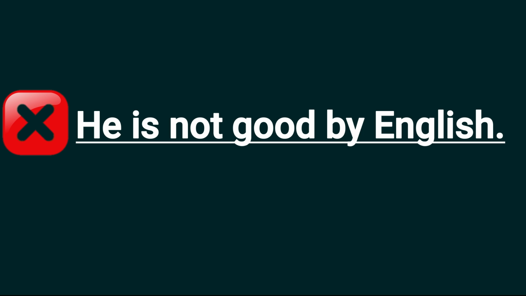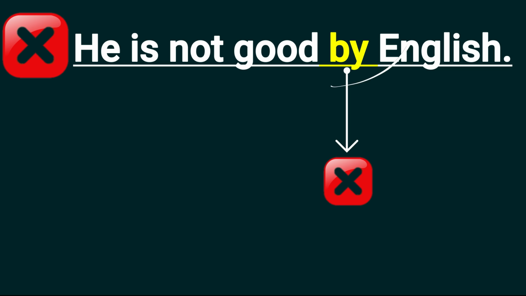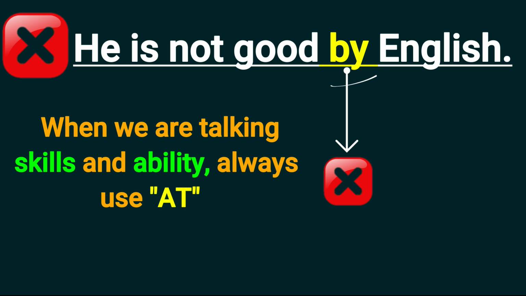Number 3. He is not good by English. So let's find out the mistake. Here using of by is wrong because let's find out the reason. Using of by is wrong because when we are talking about skills and ability, always use at.